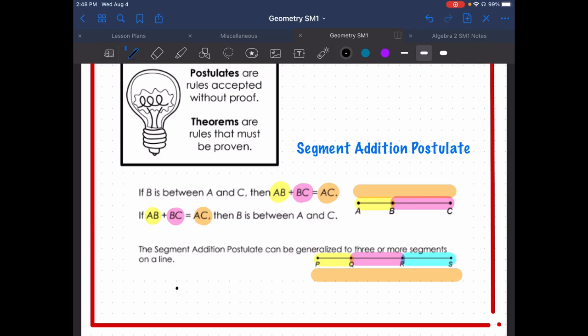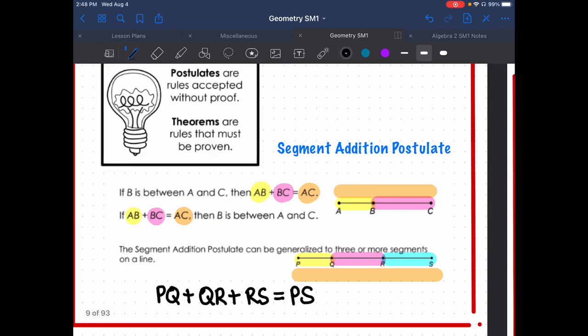So right here we could say PQ plus QR plus RS is going to give us PS. So basically what I can do with my color is I can take this formula and put it to any segment that I give you, and I can change the letters. If I just remember it's the yellow part plus the pink part equals the orange part, or in this last one, the yellow plus the pink plus the blue equals the orange, then I can do this geometry.